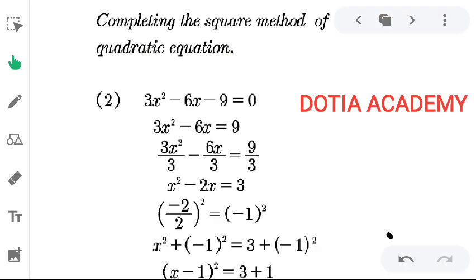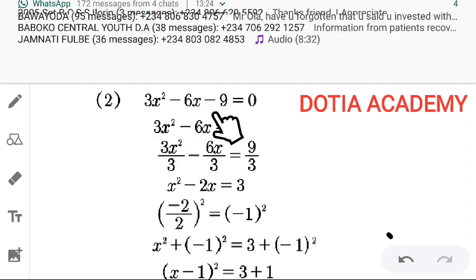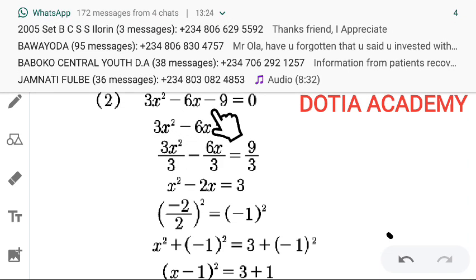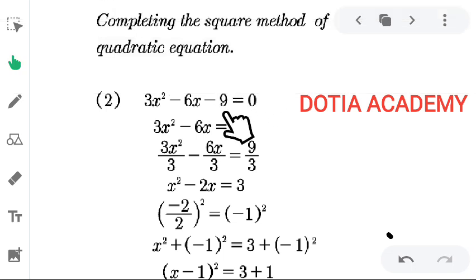So the next example I'm going to consider is the second example, which I have as 3s squared minus 6s minus 9 equal to 0. I'm still going to consider the completing the square method of solving quadratic equations. Bringing minus 9 to this side of the equation, you have 0 plus 9, which gives you plus 9. Now you have 3s squared minus 6s is equal to 9.